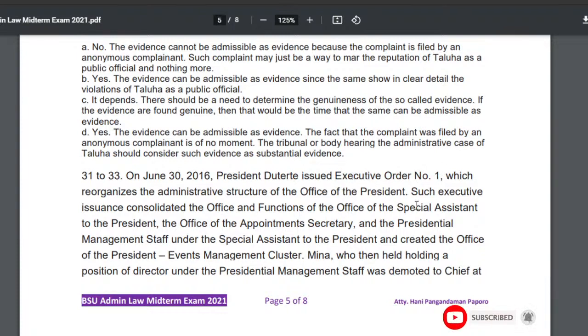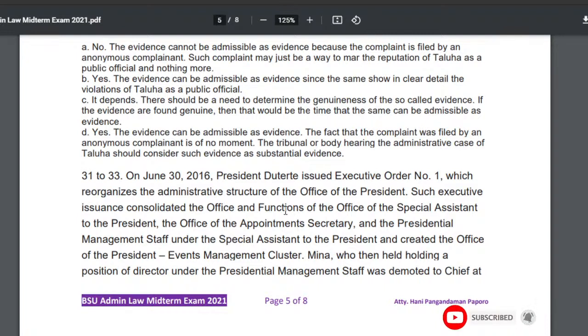Such executive issuance consolidated the office and functions of the Office of the SAP, the Office of Appointment Secretary, and the PMS or Presidential Management Staff under the SAP. Now all of these 3 offices are now under the SAP, and under Executive Order number 1, it created the Office of the President Events Management Cluster.